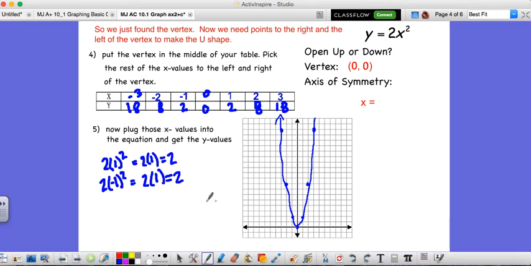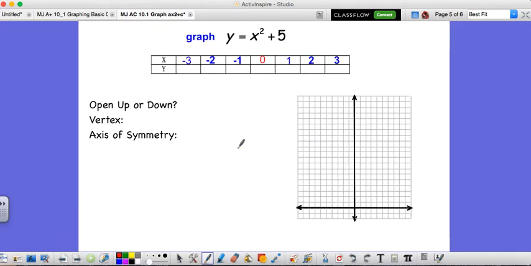Once again, our axis of symmetry is x equals 0, which we saw on the last page. That just means that we're symmetric about x equals 0. So here is our parabola. Okay, let's look at another one.